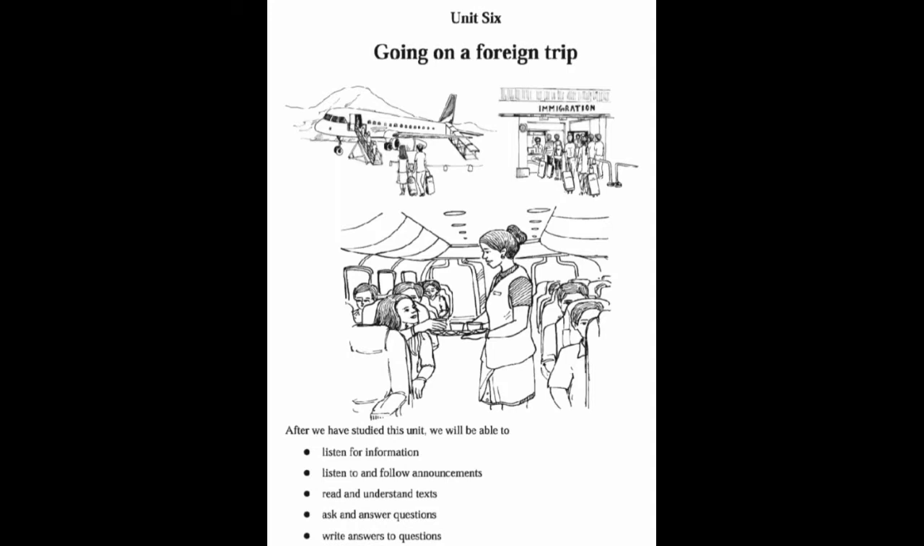So my dear students, we are going to discuss the passage from Unit 6, Going on a Foreign Trip. All the passages given in Unit 6 are related to a foreign trip. We can see a picture, my dear students. We have to talk about the picture now. I'm going to mark the picture first, then we will talk about it. So I marked a circle.